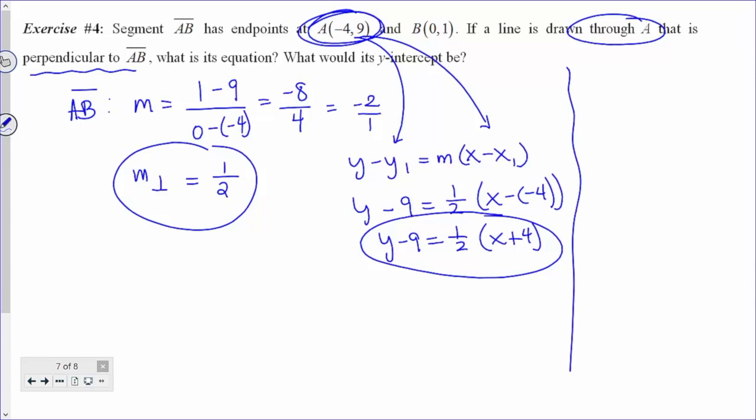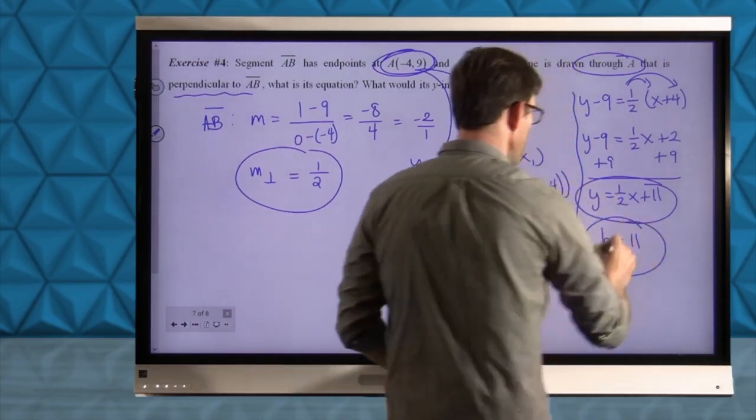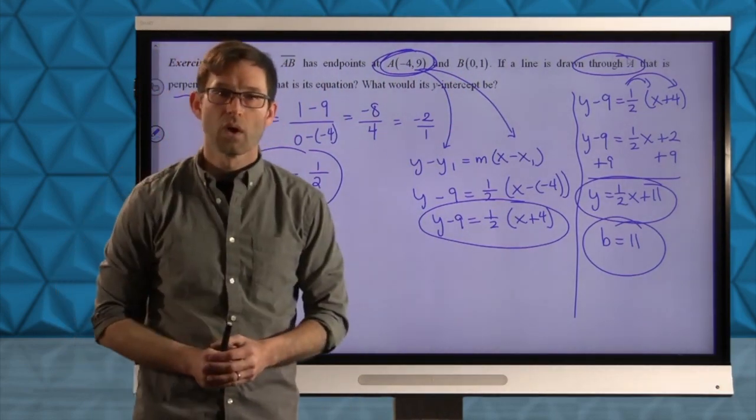All right, I think I'll try to put all that work right over here. I think I can squeeze it in. y minus 9 equals 1/2 times x plus 4. The first thing I'm going to do is distribute the 1/2. Nothing happens on the left-hand side. y minus 9 equals 1/2 x plus 2. I can now add 9 to both sides, and I'll get y equals 1/2 x plus 11, which means my y-intercept must be 11. Okay?